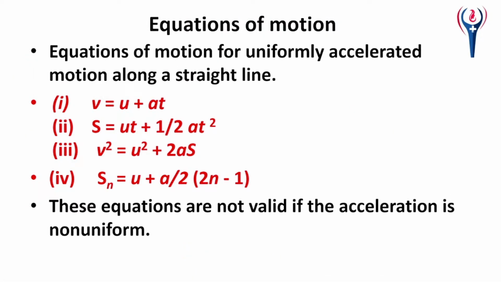Next, there are 4 equations of motion that are usually used, and these are valid only for uniformly accelerated motion. First equation of motion: v = u + at. Second: s = ut + (1/2)at^2. Third: v^2 = u^2 + 2as. Fourth: Sn = u + (a/2)(2n - 1).